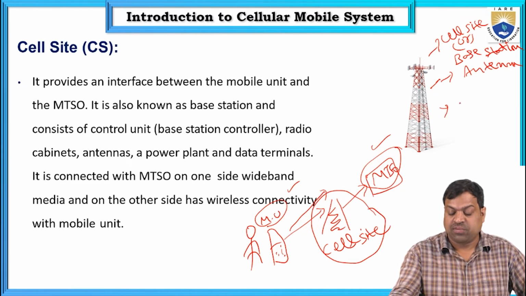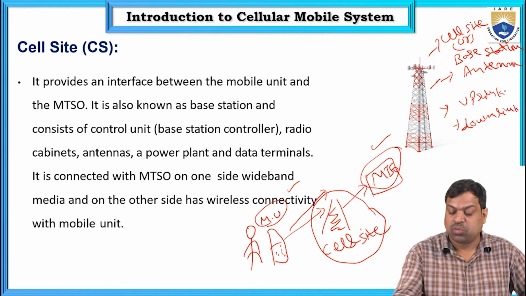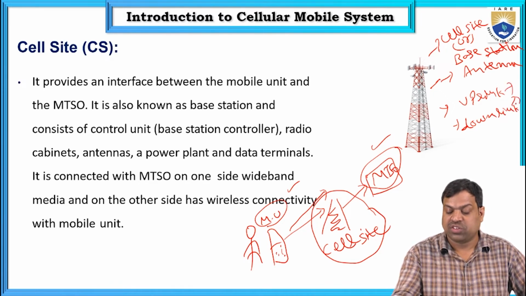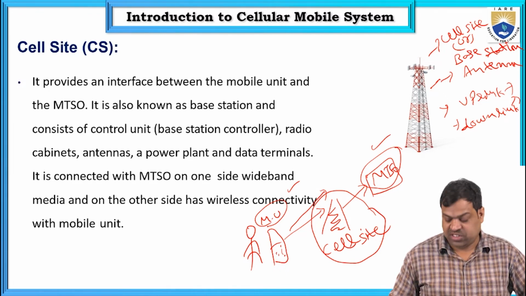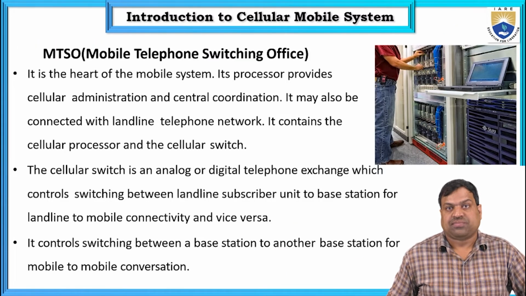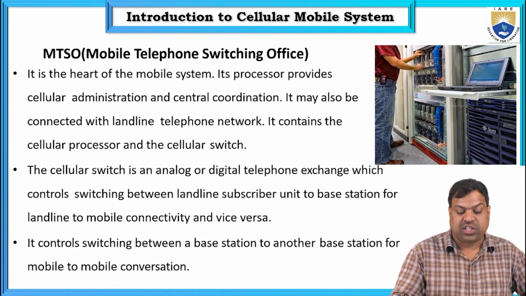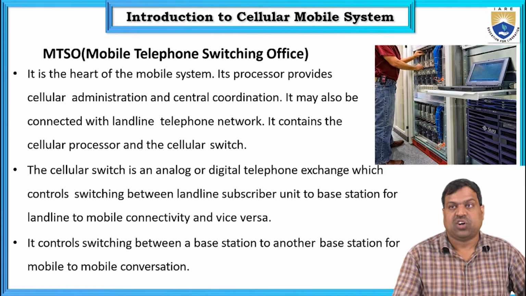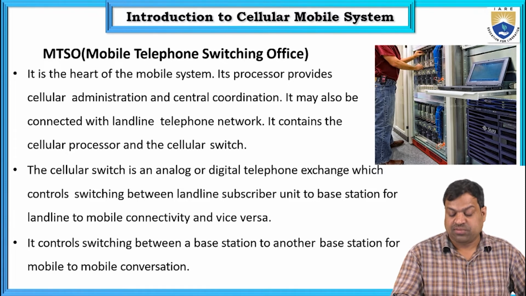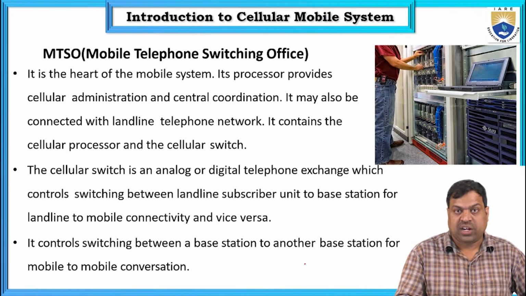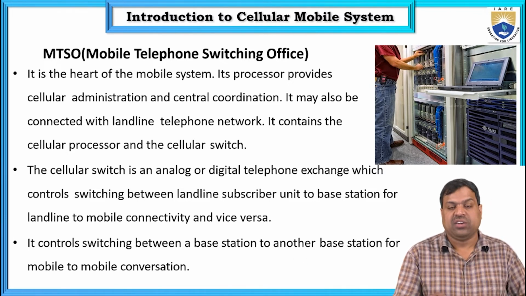It has an uplink frequency and a downlink frequency, so we have two interconnections. How much uplink and how much downlink frequency will be connected is arranged in this cell site. Another one is the MTSO, the mobile telephone switching office, which handles billing and connections.